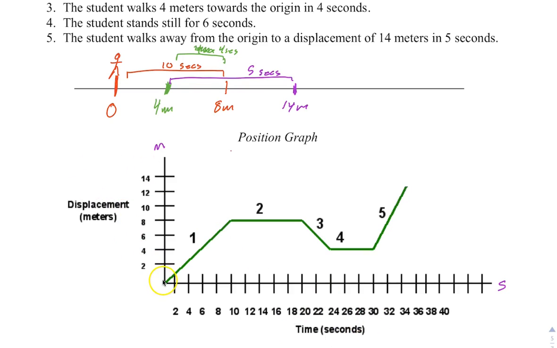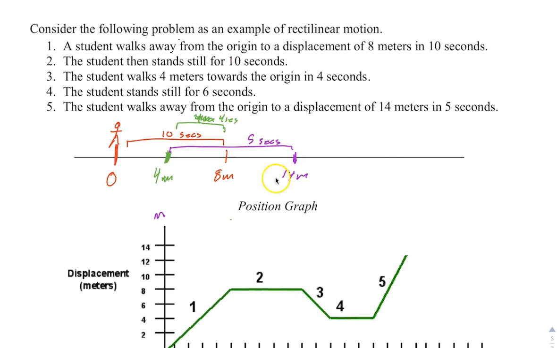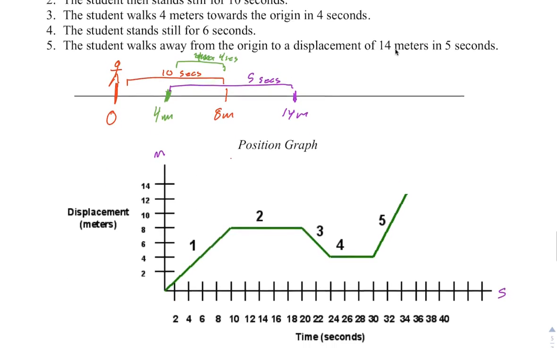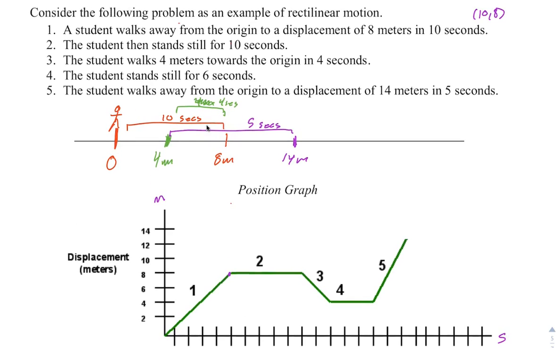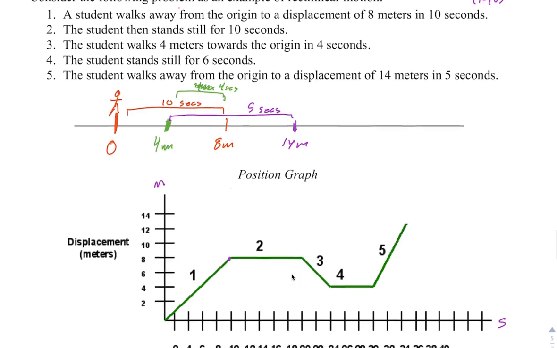So we start at the origin, so 0, 0. Remember what it said? It took us 10 seconds to go to 8 meters. So I should have a point of 10, 8. So look at our graph here. You get to 10, 8. So that's our first little thing. And then we have a next. The student stands still for 10 seconds. So you can see that here. They just stand still for 10 seconds. They didn't move anywhere. We didn't get any closer or further away for 10 seconds.